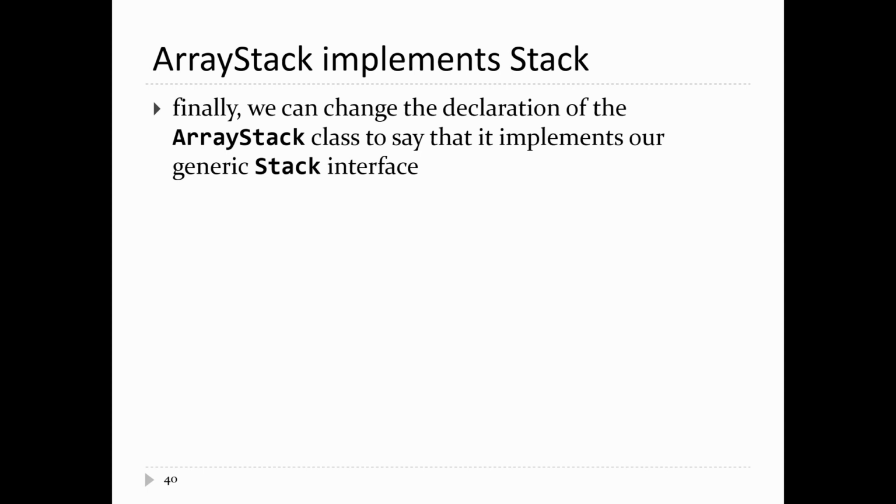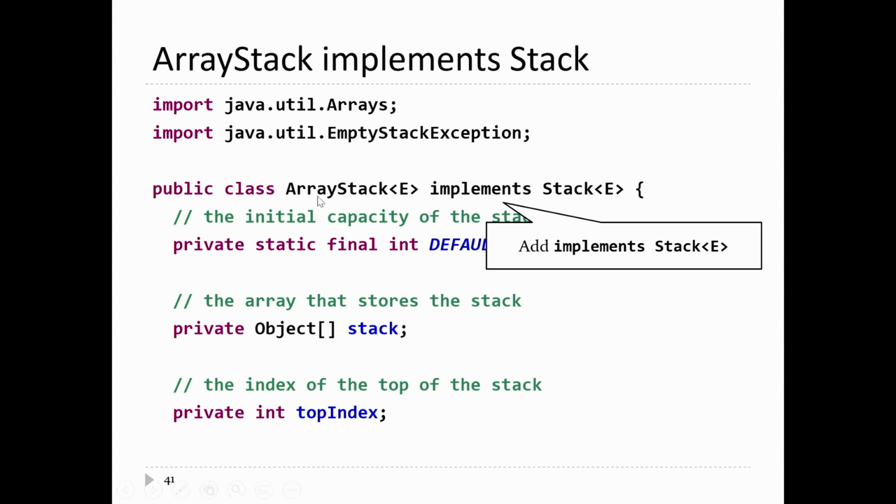Finally, we can take our array-based stack class and now say that it implements the generic interface, and we will have a fully generic array-based stack class. So ArrayStack<E> implements Stack<E>, and there you go. Now we've got a fully generic array-based stack that implements a generic interface. So that's how you implement a generic array-based stack in Java. Any questions? Okay.